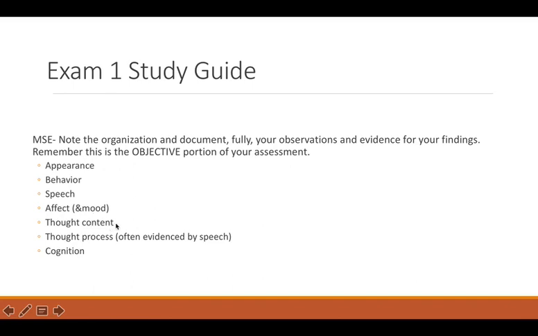Thought content. That's what they are thinking. So that is any kind of ideation, delusions, and their thought process or thought form. That is how they are forming their thoughts. And again, that can be assessed through speech. So you want to think about things like circumstantiality, tangentiality. Are the associations really loose? Those terms that go with that are going to be very important.